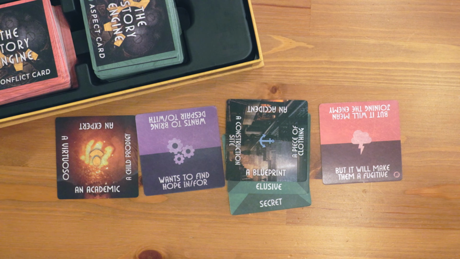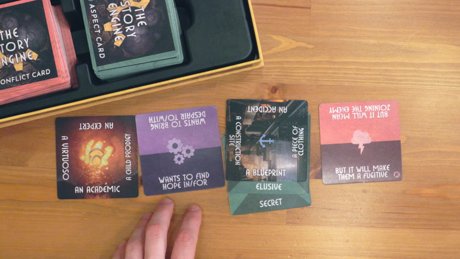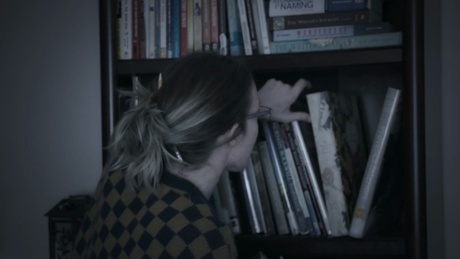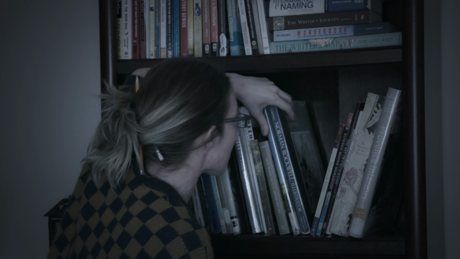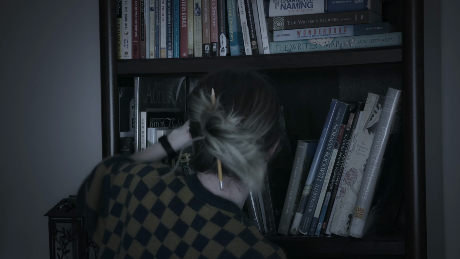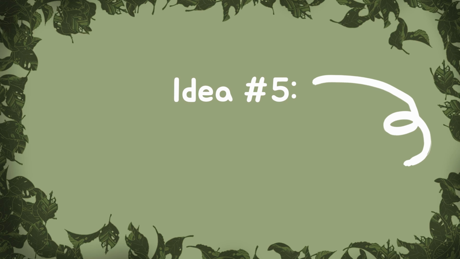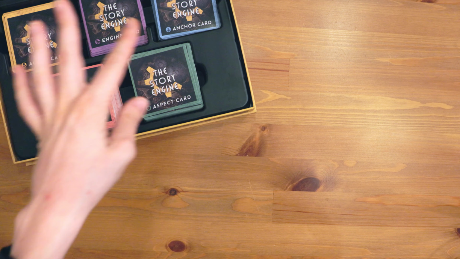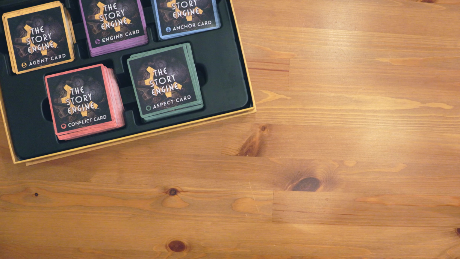So we have an academic who wants to find hope in an elusive secret blueprint, but it will make them a fugitive. I can find the secret blueprints to the fallout shelter underneath the college to prove that Nazis are running the school. Or you could make it into a sort of storytelling round robin, where each person adds to the story as it goes around in a circle.